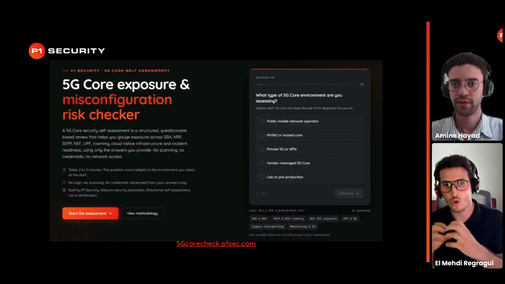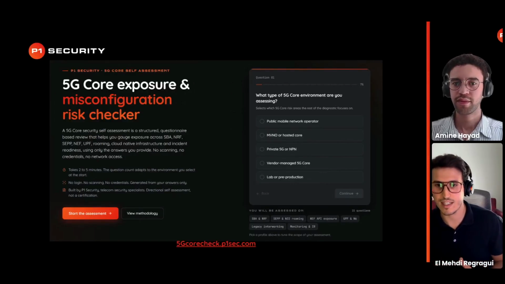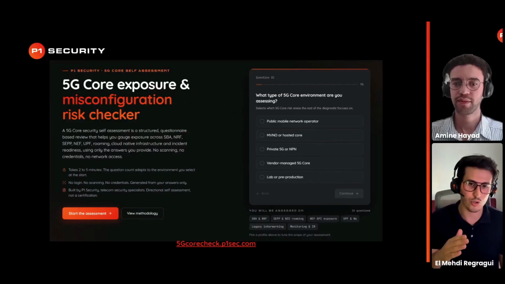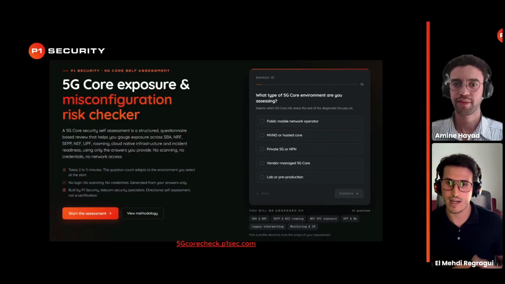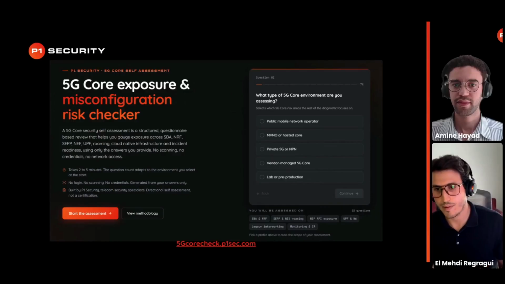OAuth 2.0 defines the scope now from the authentication. So we go to the NRF: I want you to communicate with this specific network function. Okay, you are in the scope, you have the right, I give you the token, and then you use this token. OAuth 2.0 implementation, I don't see it that often. And of course, if it exists, it will increase the security posture. But there is still another problem.